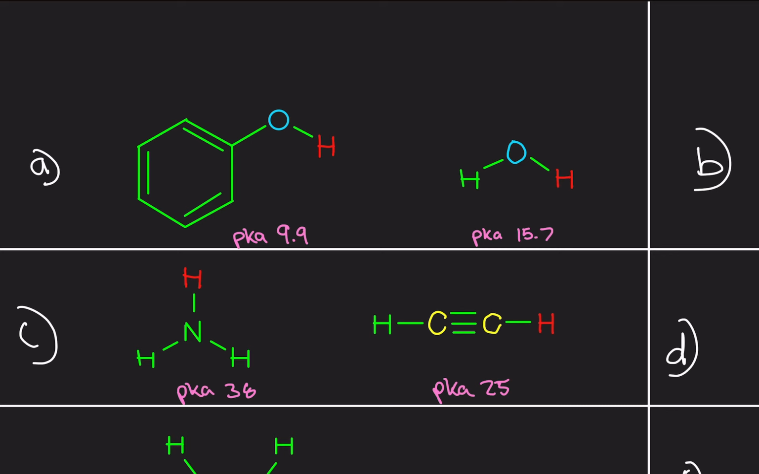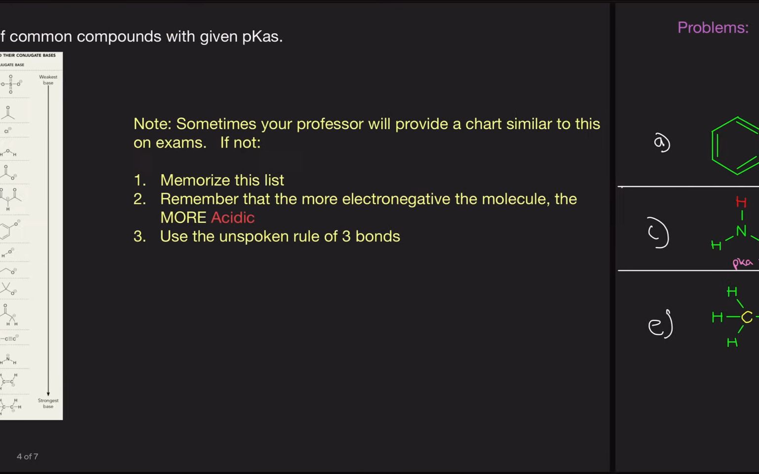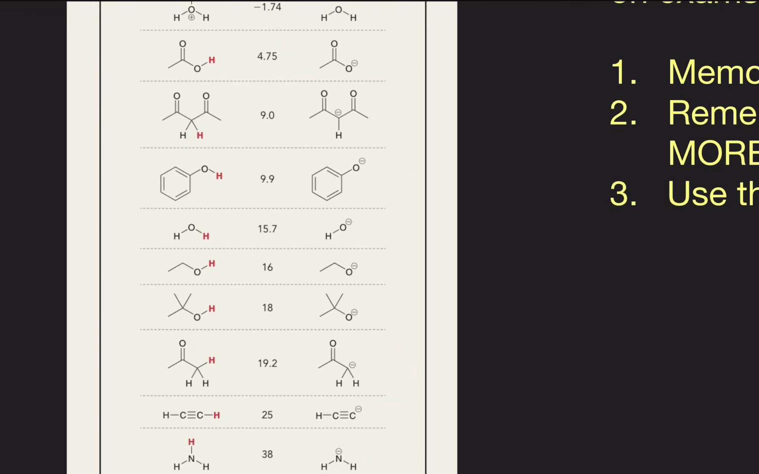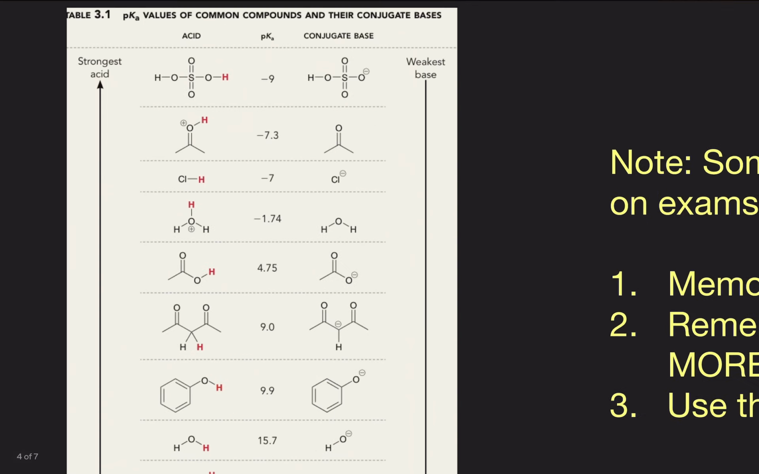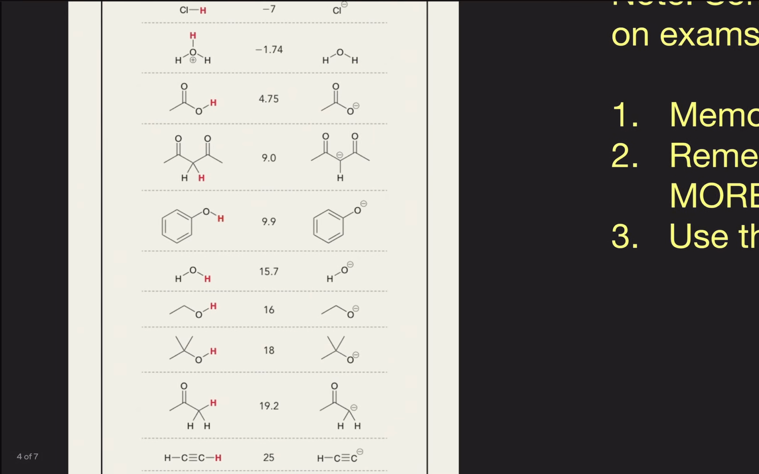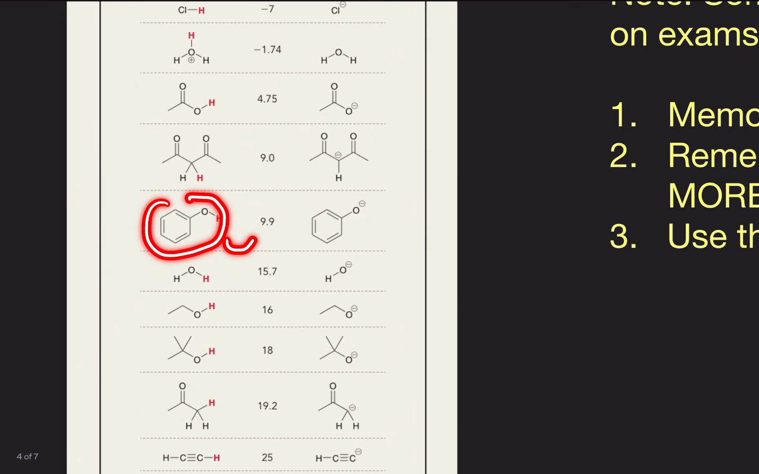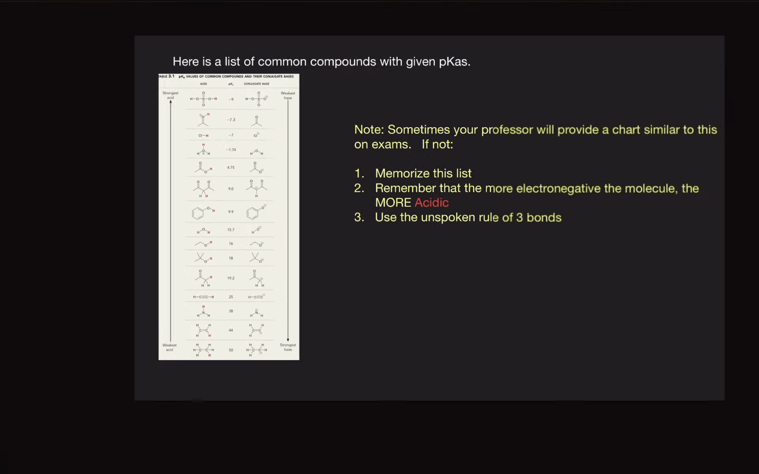What's the strongest acid? Well, I got these pKa values from the chart, right? So a pKa of 9.9 and a pKa of 15.7. Just to prove to you I'm not lying, 9.9 is this molecule right here. It's the same molecule. And here's water, 15.7. I just got these numbers from the chart. This is the pKa column. I looked at the molecule, found the pKa value, and wrote it down.